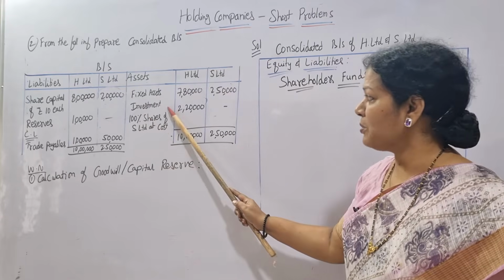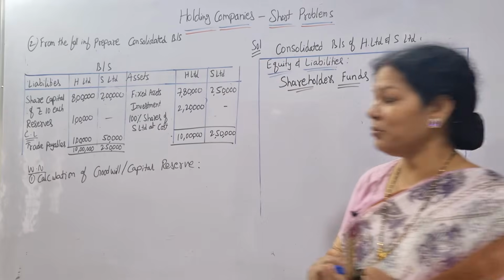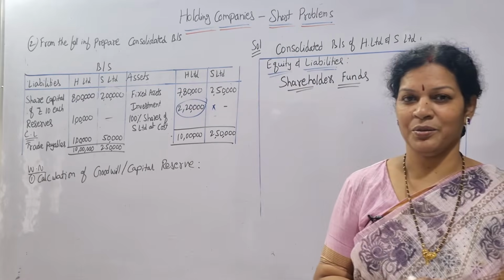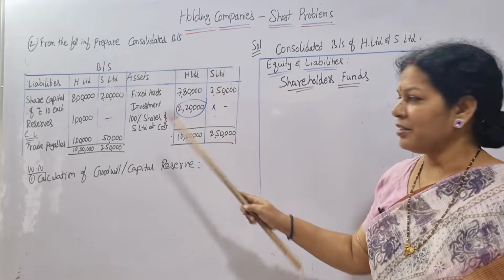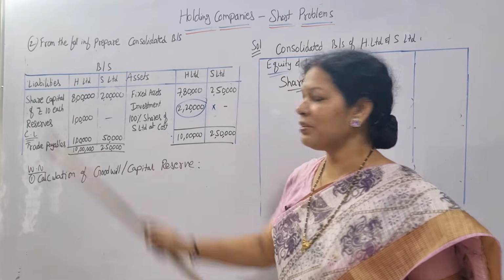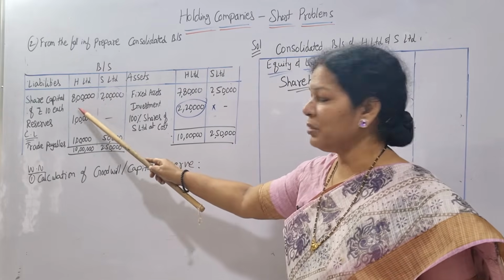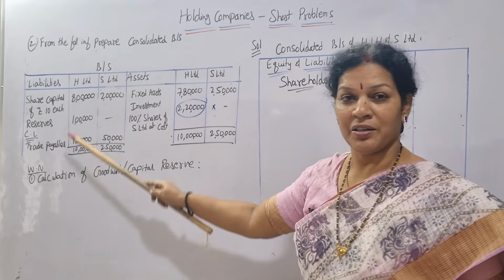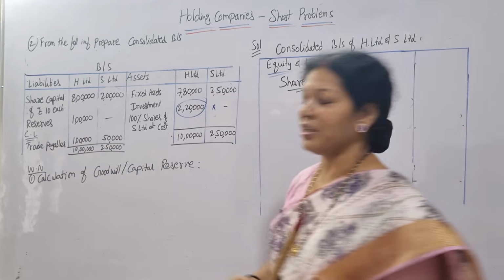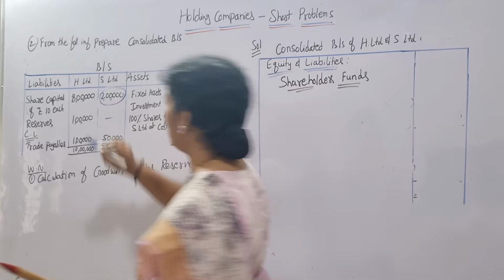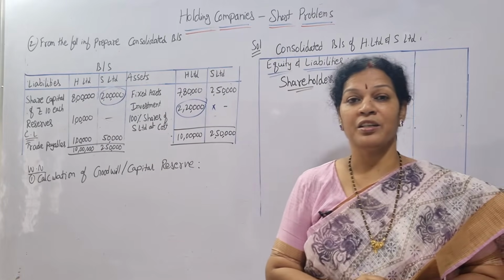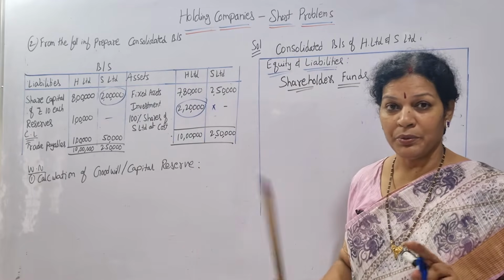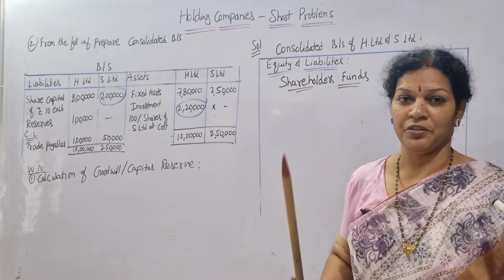Okay, next investment. Investment, as I told you, we should not take into the consolidated balance sheet. We don't take it. Now coming to the liability side, share capital, 10 rupees each. Share capital in H Limited is 8 lakh and in subsidiary company S Limited it's 2 lakh. Subsidiary company share capital also we don't touch. These two we consider while calculating goodwill or capital reserve. For that purpose we use these two, right? We don't directly take it into the consolidated balance sheet.